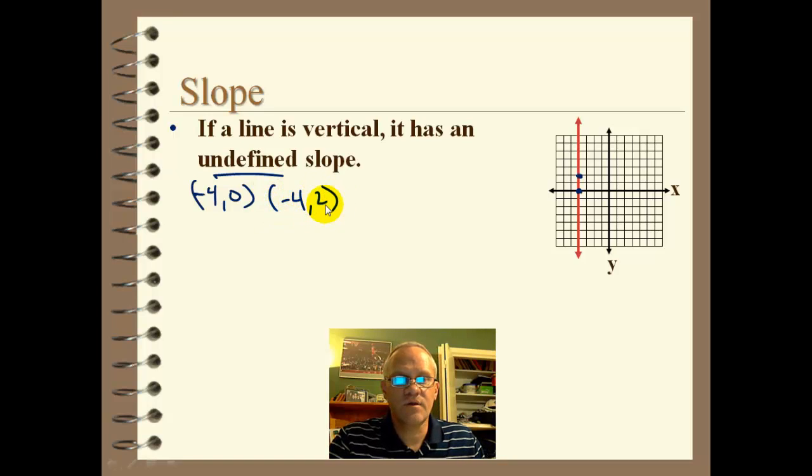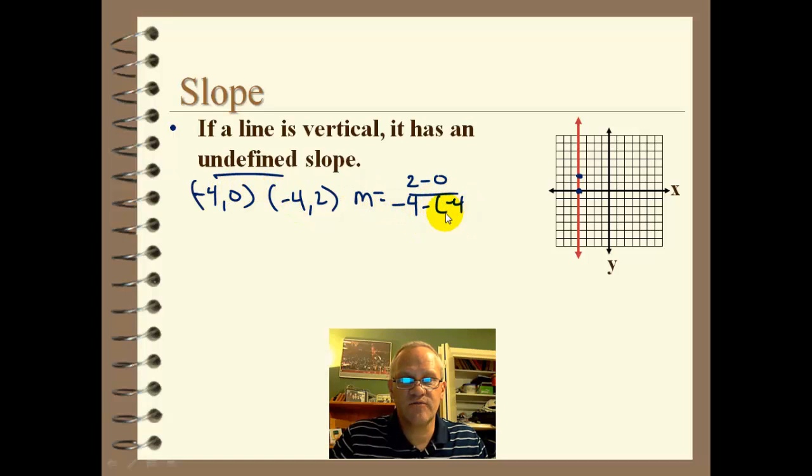Okay? Let's just plug it into our formula and see what happens. So I've got m equals, what's y2? 2, and then y1 is 0, so 2 minus 0. And then on the bottom I have negative 4 minus a negative 4, which is what? Plus a positive. So I end up with 2 over 0.